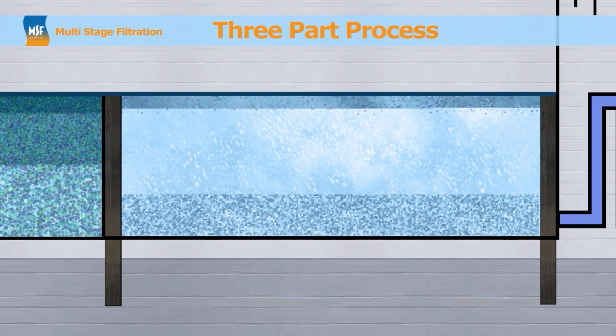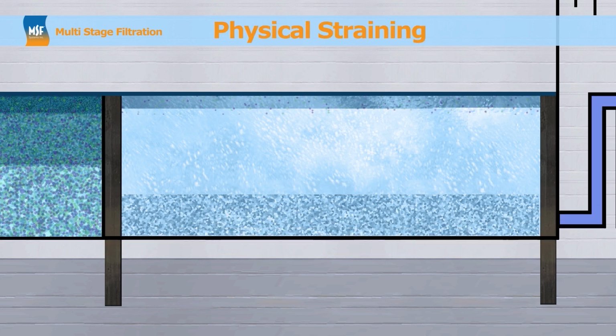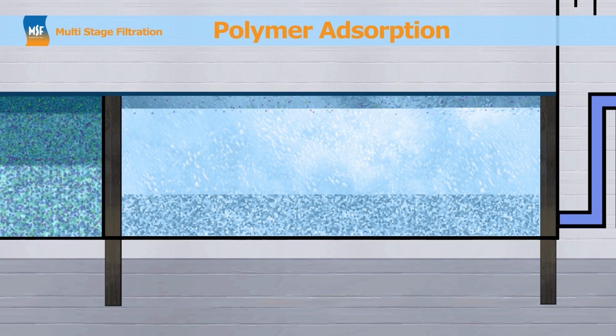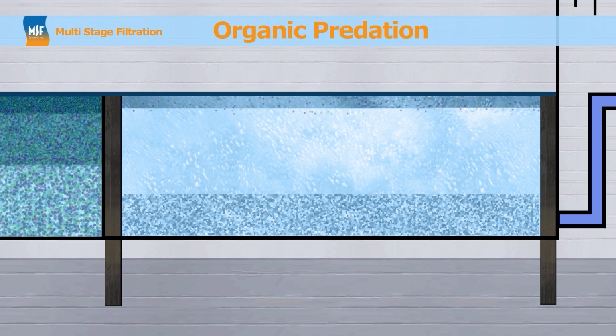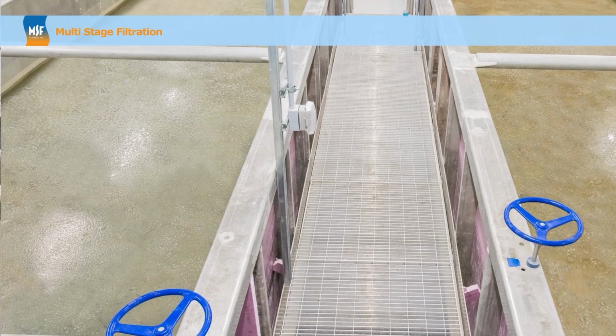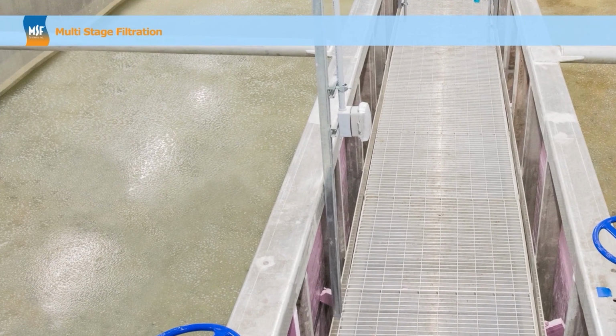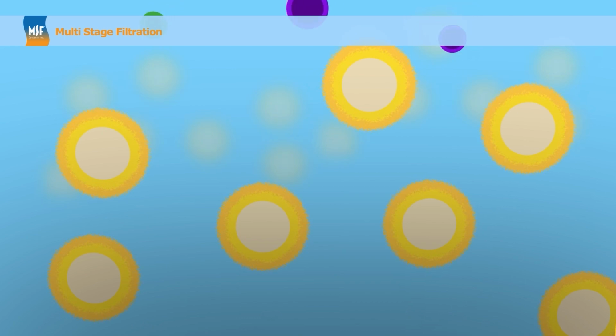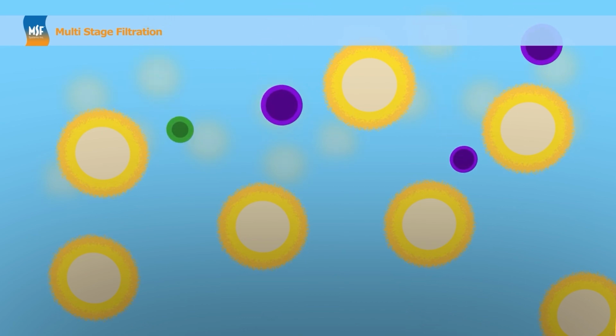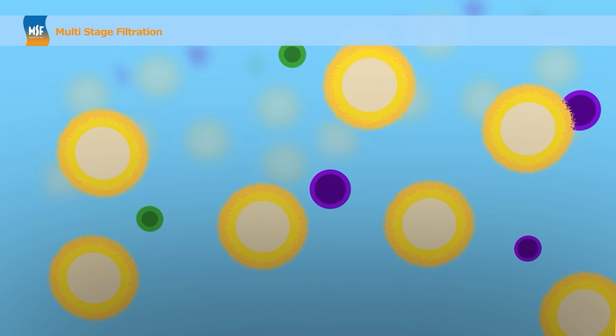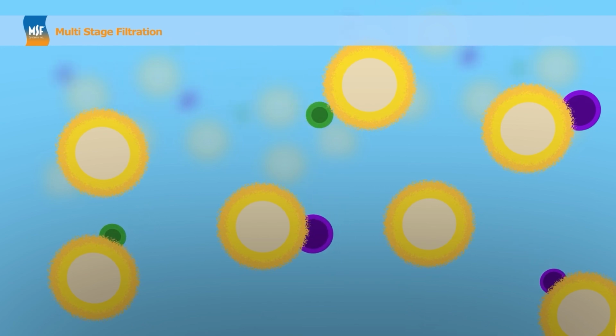There are 3 processes at work in the slow sand filter: physical straining, polymer adsorption, and organic predation. First, the physical straining of particles occurs throughout the layers of sand, as some particles are trapped in the spaces between grains. Next, a polymer coating around each grain of sand attracts and adheres pathogen particles. This polymer coating is a byproduct of the biological process, the organic life of the filter.